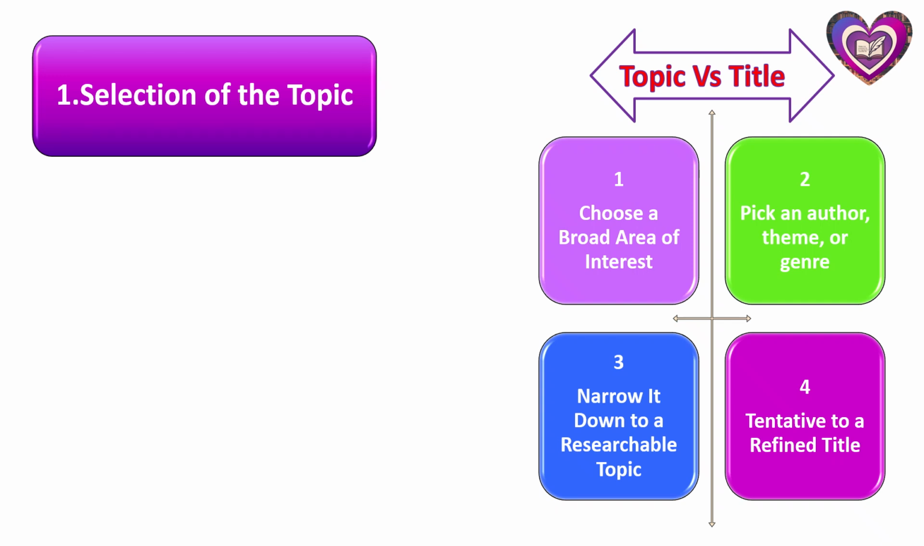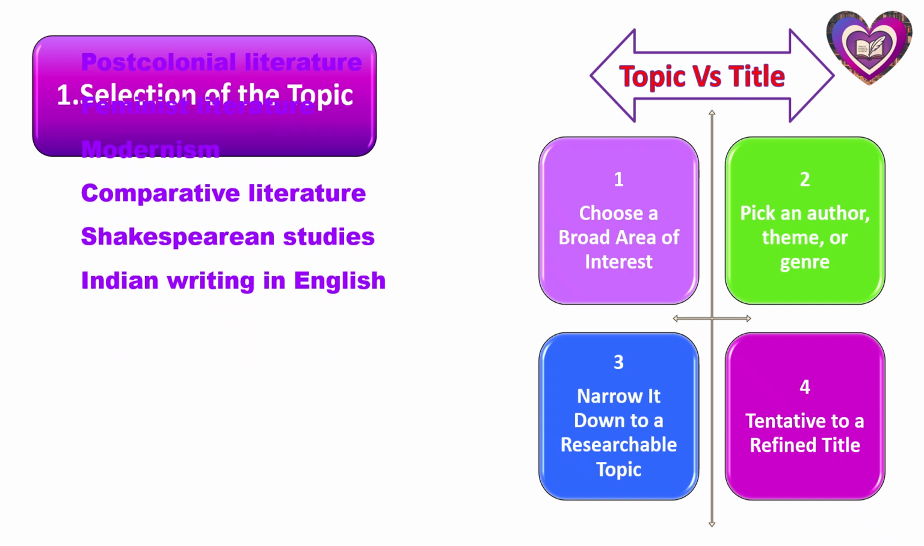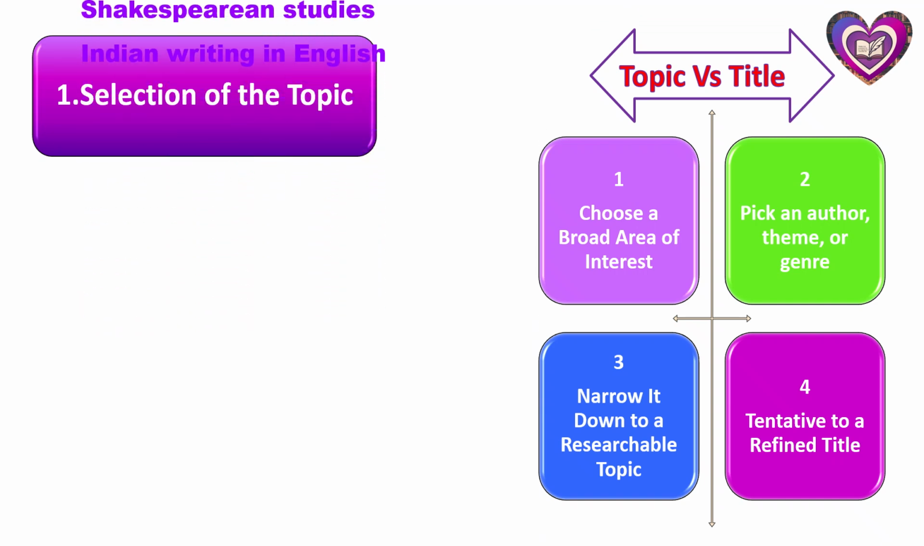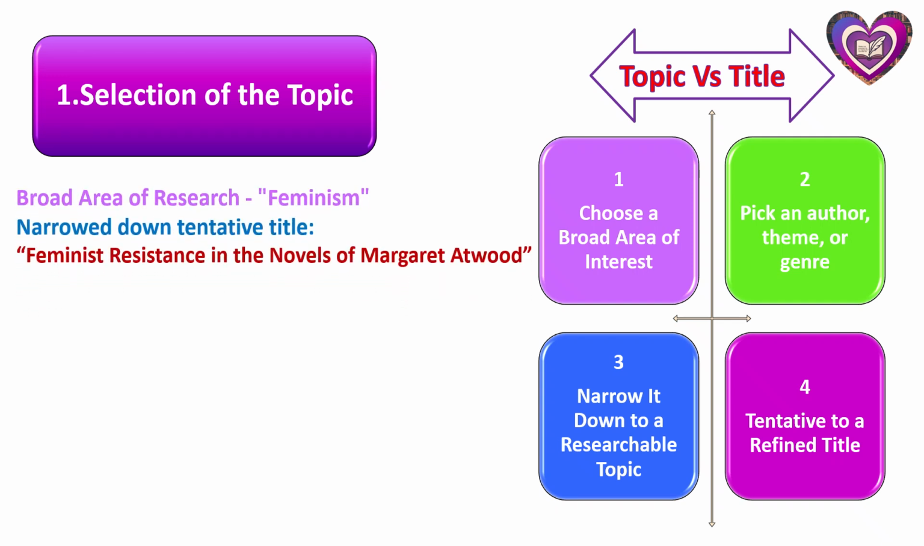First, select an area you are genuinely familiar with, such as post-colonial literature, feminist literature, modernism, comparative literature, Shakespearean studies, or Indian writing in English. Number 2, pick an author, theme, or genre you can read deeply and that is of much interest to you. Number 3, narrow it down to a researchable topic. Define your topic to make it focused, original, and manageable.